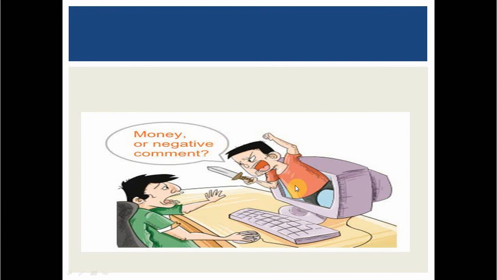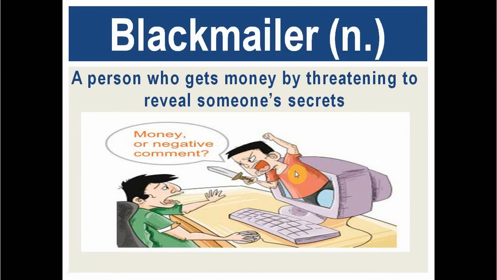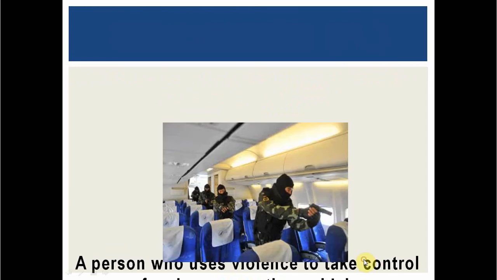So we have here someone on the internet or on the computer threatening another one by saying negative comments or taking money from him. So a person who gets money by threatening to reveal someone's secret, his name is blackmailer. So blackmailer is a person who gets money by threatening to reveal someone's secrets. And the verb of blackmailer, as it is a noun, the verb is blackmail. Let's go to the next one.